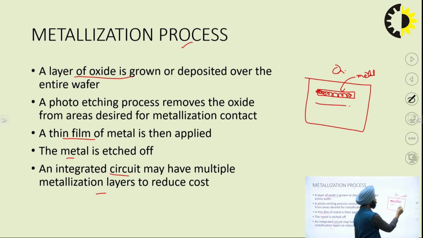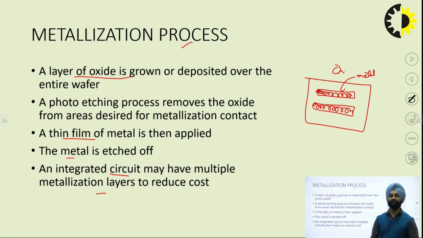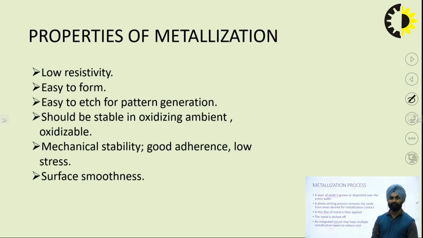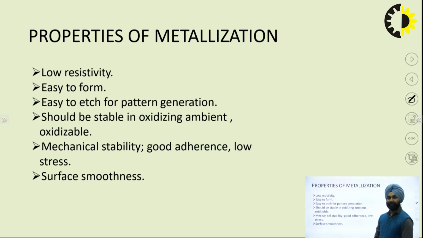If there are two metals over here, let's suppose these are the two metal contacts that are created. So these two metals will be there, and in between there will be an insulator, which is the oxide layer. So in this way there is a metallization, with contacts applied as a thin film. So basically, to create a metallization or a thin film of metallization, the metal should have different properties.